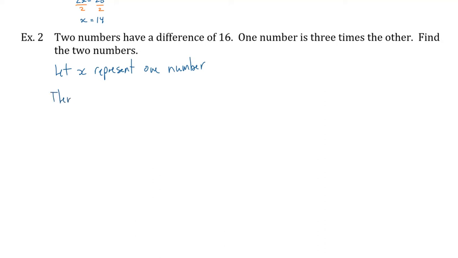So then, there's a bit of a simpler way of writing it. x times 3 would be a bit tricky, because now I have 2 x's. So we don't usually write it like that. So how would I generally write it? 3x is the other number. And they have a difference of 16.